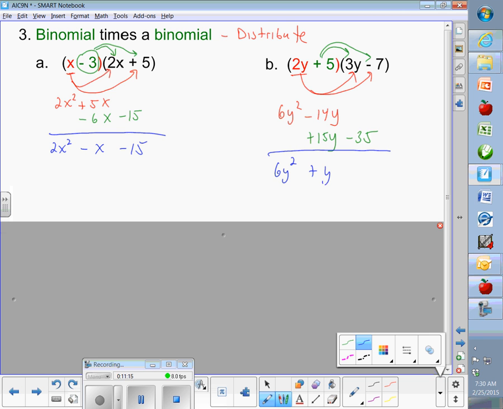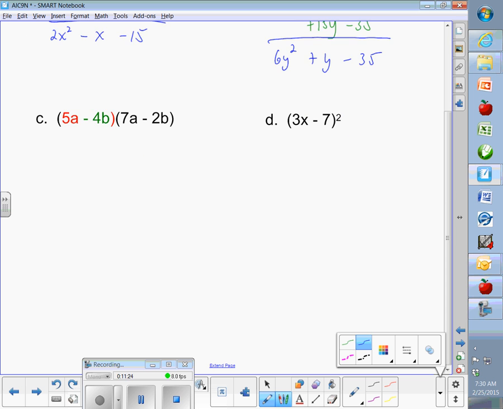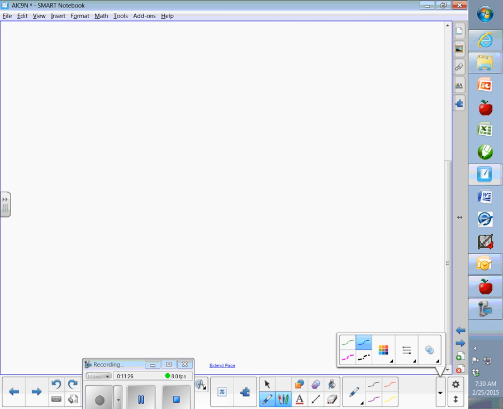And what do we get? Plus y minus 35 on that one. Okay? 6y squared plus y minus 35. Hey, these are not hard. These are not hard, not designed to be.